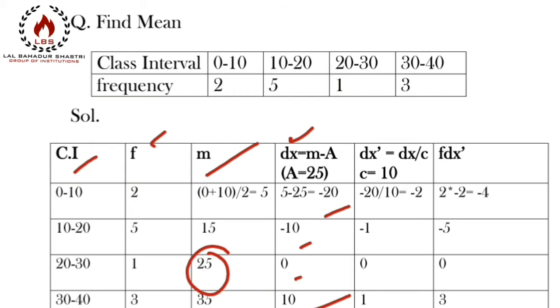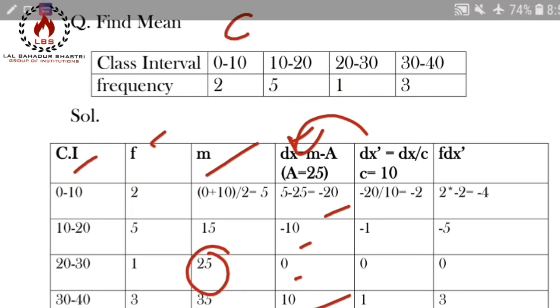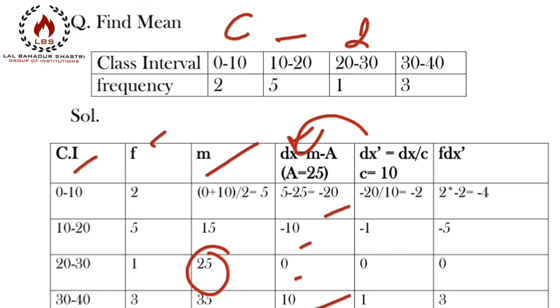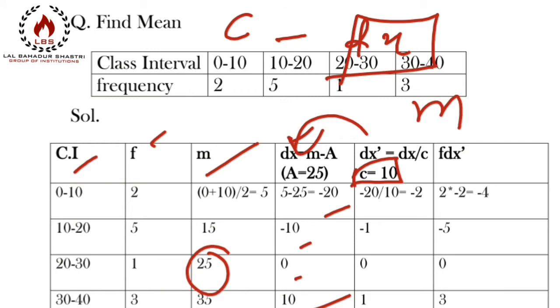Now dx dash. We have to find this dx dash from dx, from these values minus 20, minus 10 and 10. You always have to find the common factor from dx. Don't find it from the mid value. So here if you observe, minus 20, minus 10, 10 is the common factor. So minus 20 divided by 10 is minus 2, then minus 1, 0 divided by 10 is 0, and 10 divided by 10 is 1.